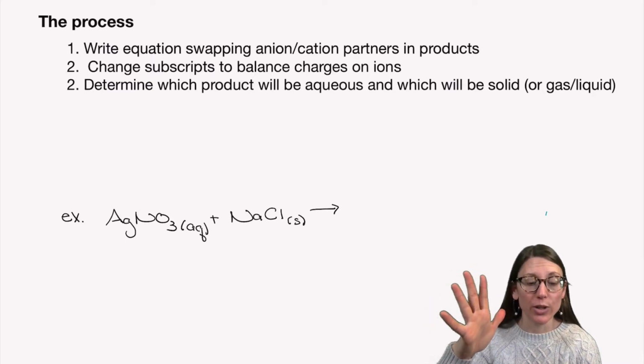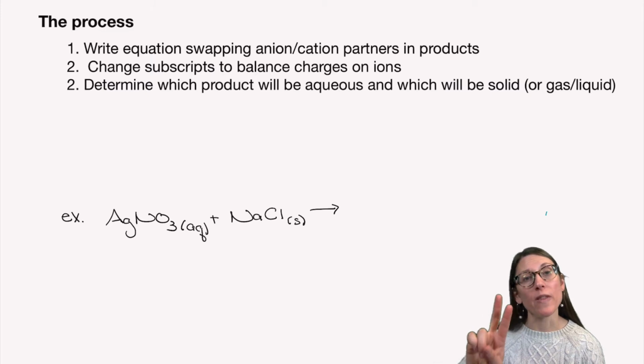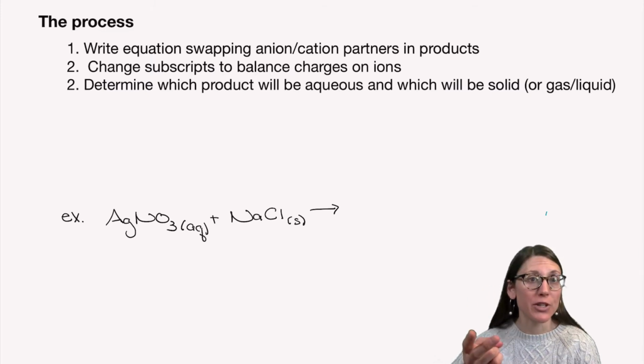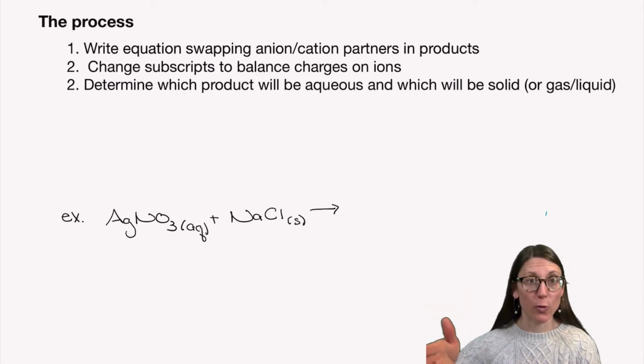And then, this is really, really important, we're going to change the subscripts to balance the charges on the ions. When they switch partners, the subscripts often change. And so we're going to stop and check and make sure that we have an equal number of positive and negative charges before we move on.